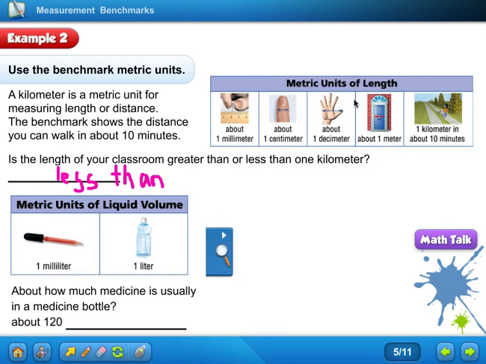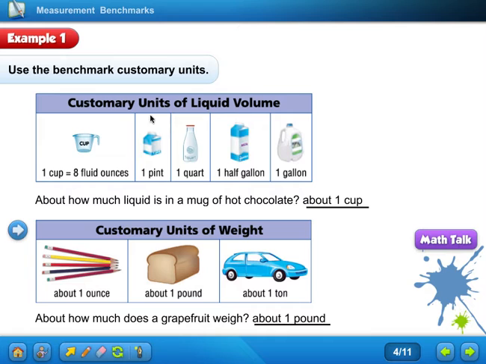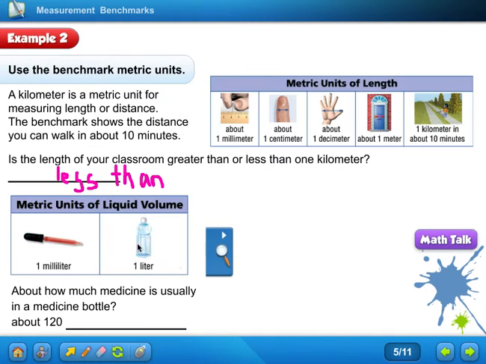Volume. So we have metric units in length. Now we have metric units in volume. Remember right here we had our customary: cup, pint, quart, half gallon, gallon. Volume measures liquid. So we have a milliliter and we have a liter.